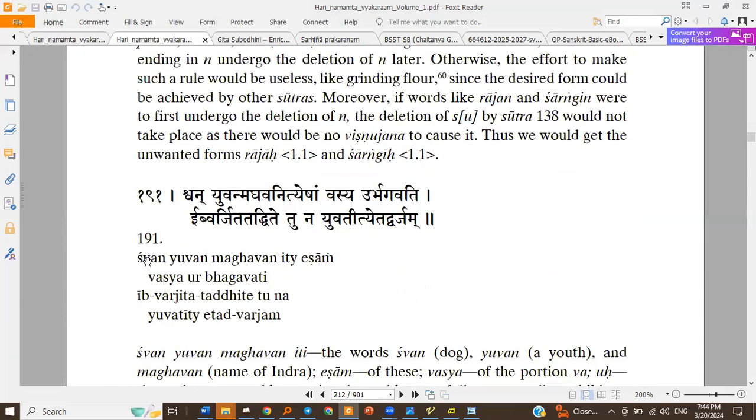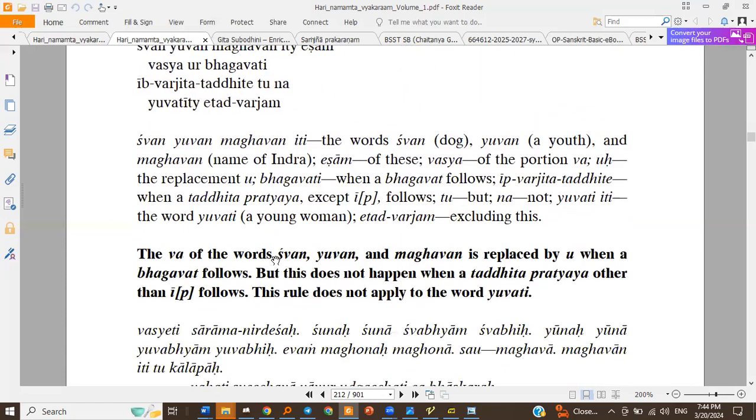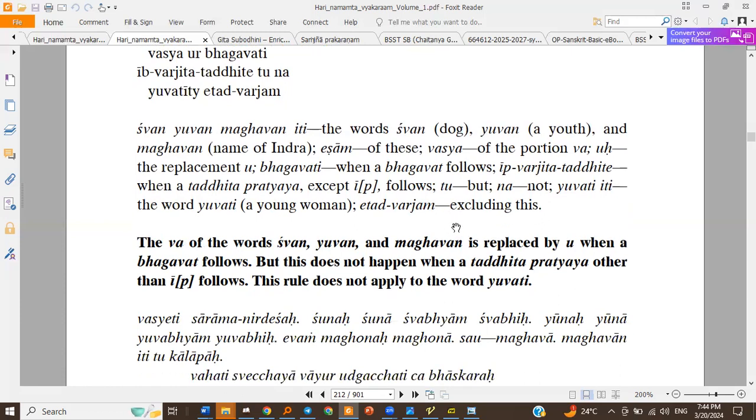Then Shvan, Yuvan, Maghavan, Ityesham, Vasya Ur Bhagavati, Im Varjita Tadite Tuna, Yuvati Tietad Varjam. So the va of the words Shvan, Yuvan, and Maghavan, along with the a Rama, is replaced by U when a Bhagavat follows. But this doesn't happen when a Tadhit Pratyaya other than E follows. This rule does not apply to the word Yuvati.